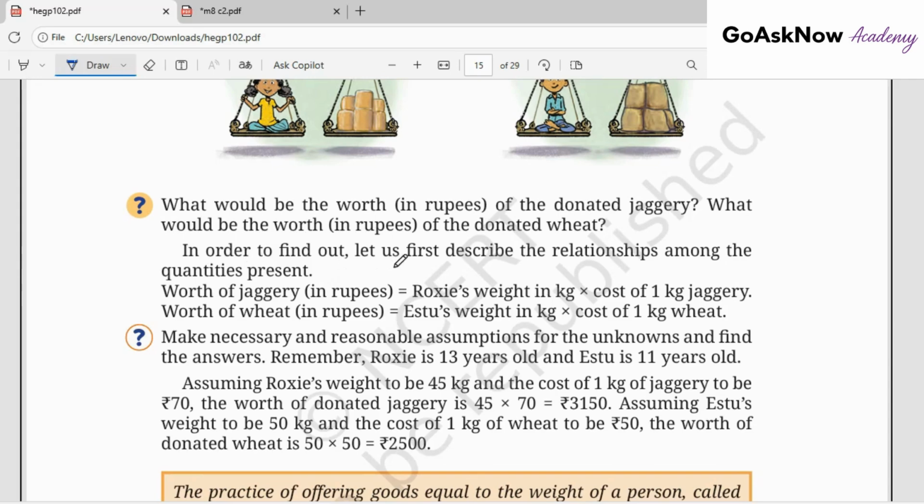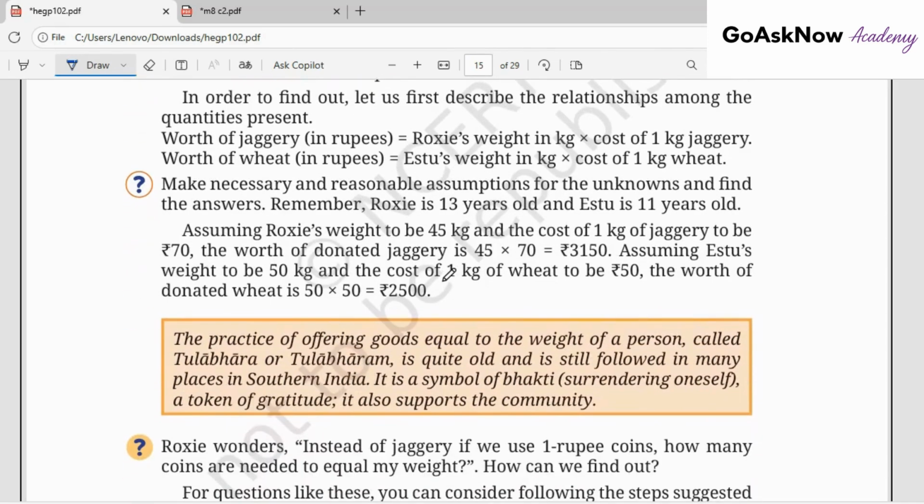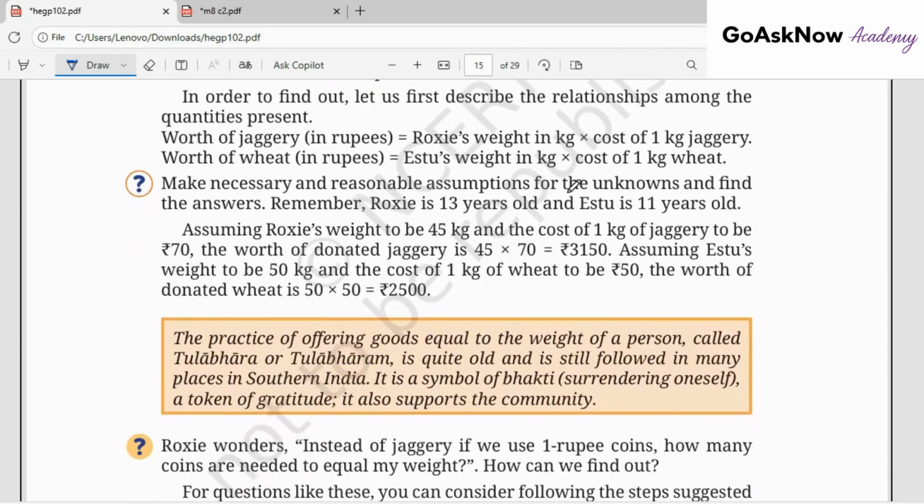In order to find out, let us first describe the relationship among the quantities. Worth of jaggery in rupees is Roni's weight in kg times the cost of 1 kg jaggery. Worth of wheat in rupees is Ishu's weight in kg times the cost of 1 kg wheat. Make the necessary and reasonable assumptions for the unknowns and find the answers. Remember, Roni is 30 years old and Ishu is 11 years old.